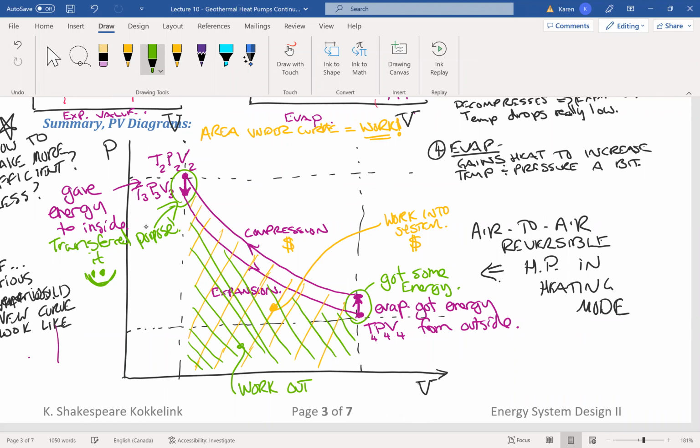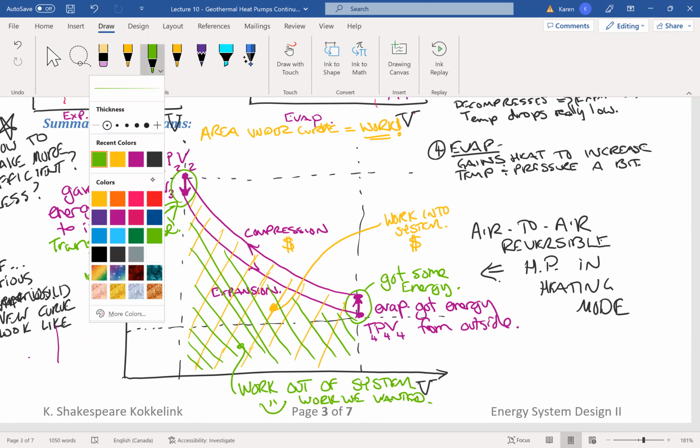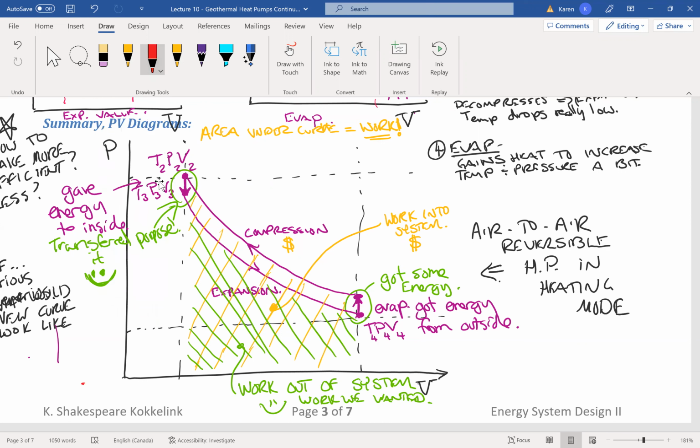The system did work on its surroundings here. So the work into the system that you paid for, and the work out of the system. This is happy face, right? This is the work we wanted. So what is the difference there? Is it good or bad or ugly, or what is it? What's the difference here? Any thoughts?